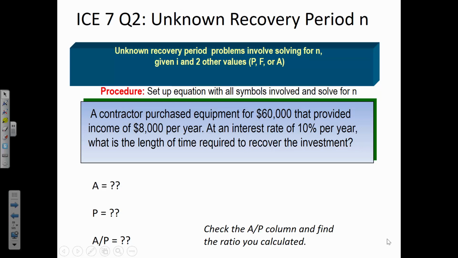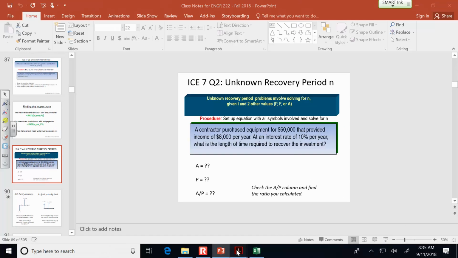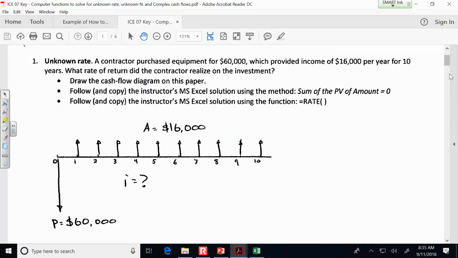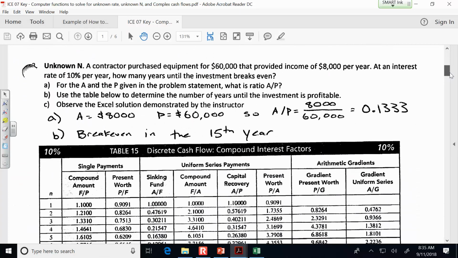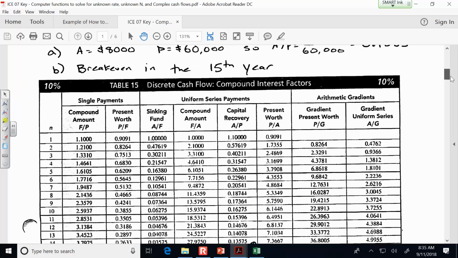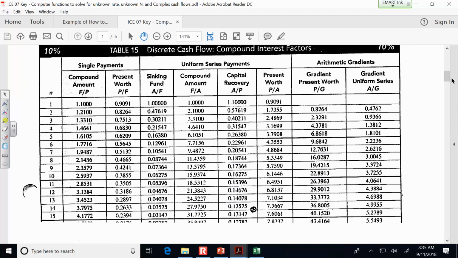Okay, so there's an A, B, and a C. The first step that I ask you to do is define which one of these numbers in the problem statement is the A, which is the P, and find the ratio. Step B is look at the 10% table that I've provided. Let me bring that up on the screen. So here's the 10% table. And so find what is the ratio of A to P.